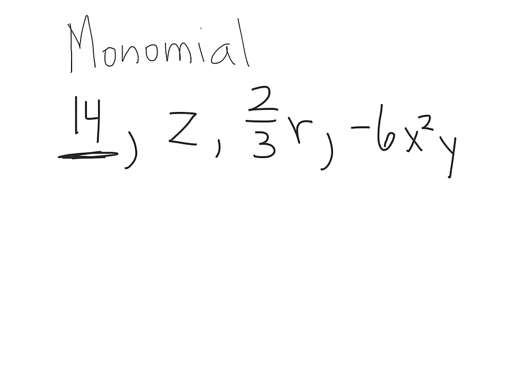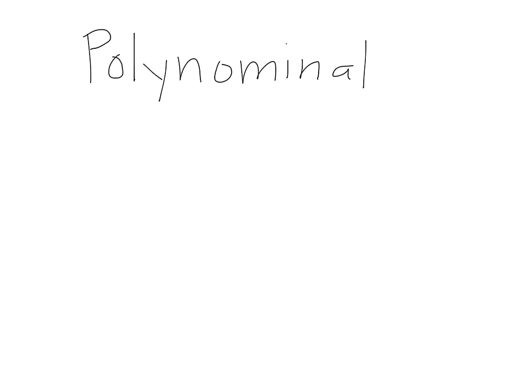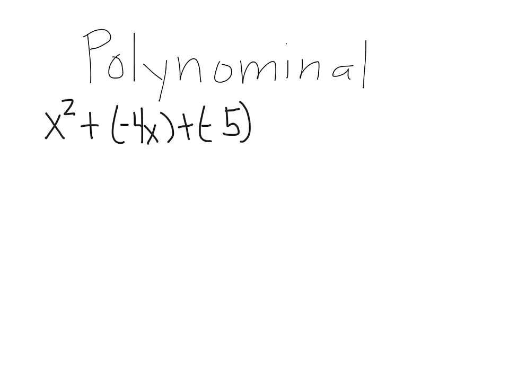This monomial right here has a special name when it's just a number. It is called a constant. The next word we need to talk about is a polynomial. A polynomial is a sum of monomials. So an example of this could be x squared plus negative 4x plus negative 5. Notice it's a sum of monomials.